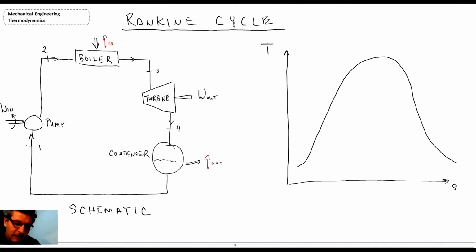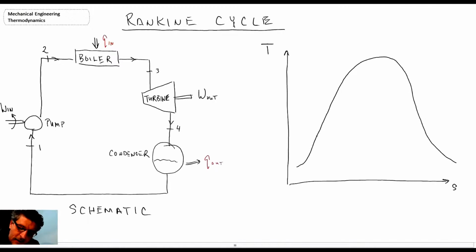So what we have with the Rankine cycle, you can see the schematic on the left, is a pump. The fluid comes out of the pump and goes into a boiler where we have heat addition. It converts into steam. The steam then goes into a turbine and produces work. The steam comes out of the turbine, and we condense it back into a liquid phase and then bring it back into the pump.